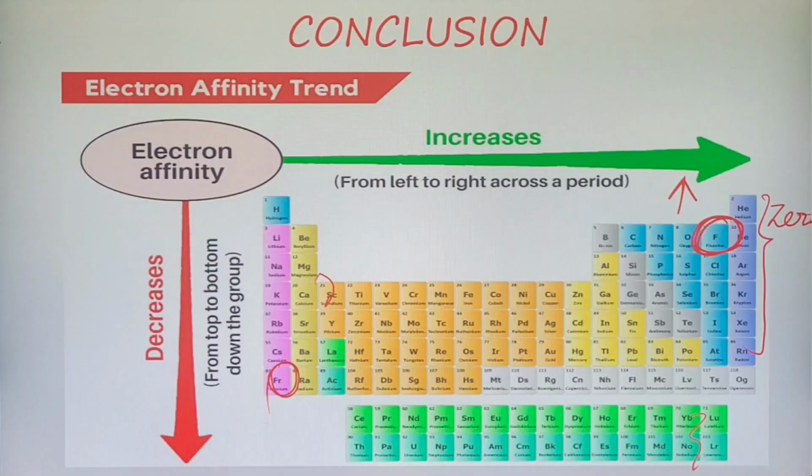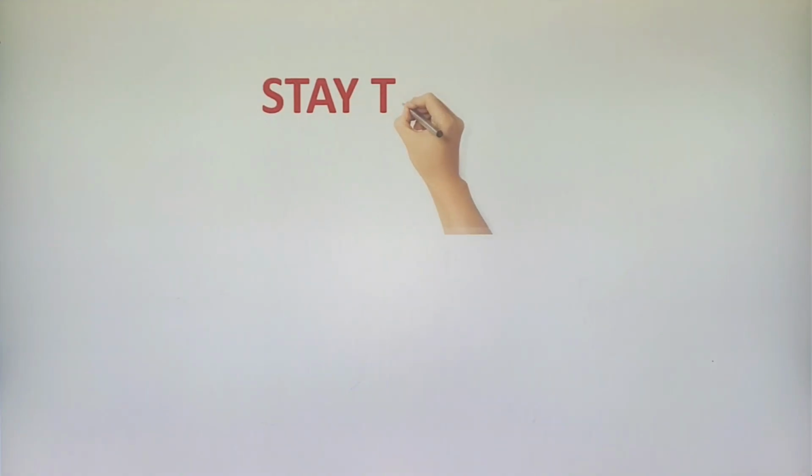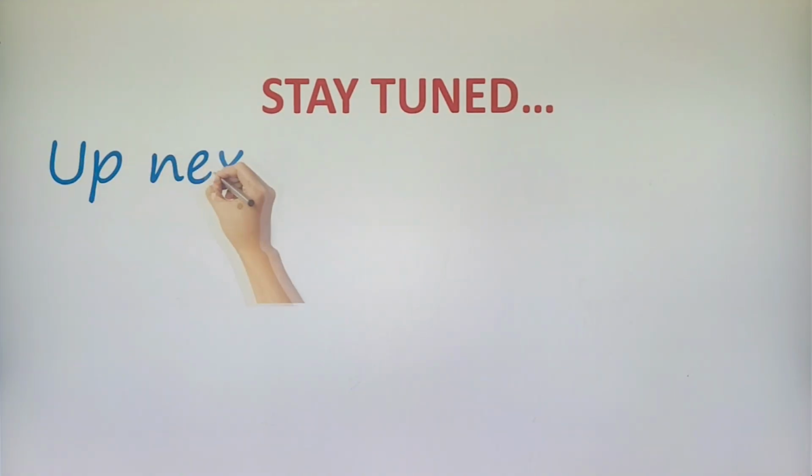Am I clear till here, children? So please remember this, children. Which element will have the least electron affinity? It will be francium, which comes as an alkali metal, and the highest electron affinity will be for fluorine. Am I clear? Fluorine will have the highest electron affinity because it is a halogen. Clear till here, children? I hope you have understood this topic about electron affinity.